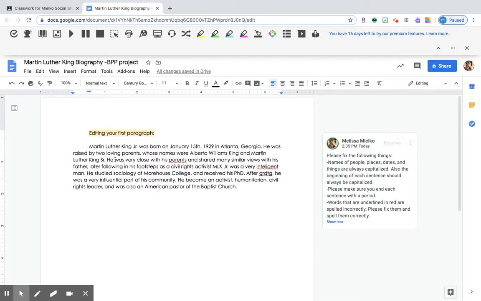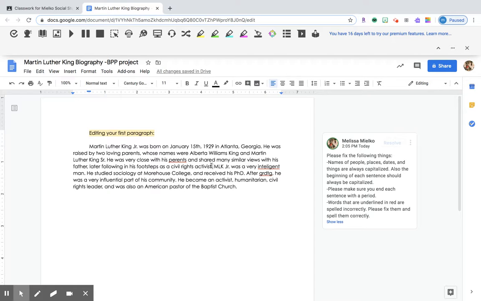Next sentence. He was very close with his parents and shared many similar views with his father, later following in his footsteps as a civil rights activist. Oh, I'm breaking again. I need to put that period. Okay, usually you guys, whenever you're going to take that breath when reading, you want to put that period in.